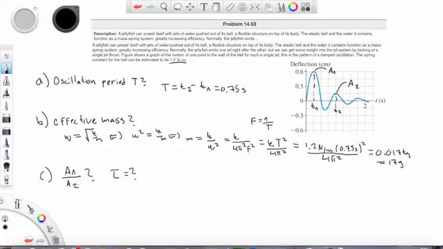So first, let's evaluate A1 over A2. That would be 0.6 centimeters divided by A2, 0.15 centimeters, which is 4. So the amplitude reduces by a factor of 4 over one period.